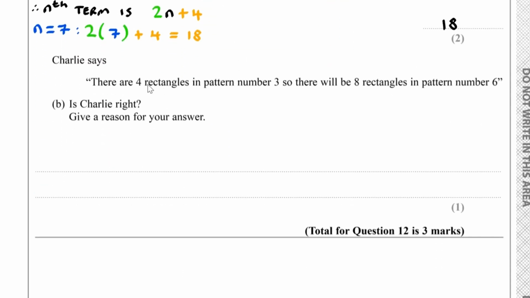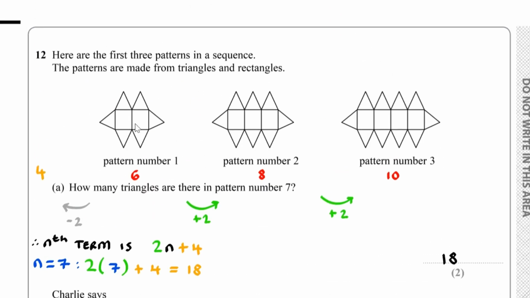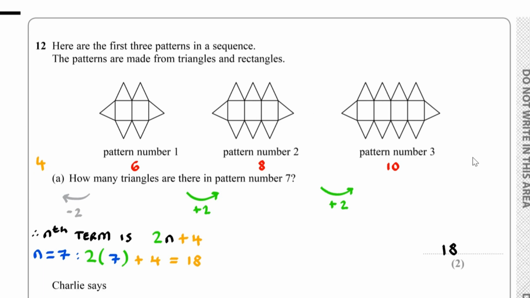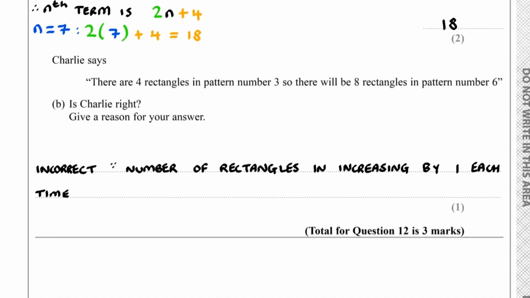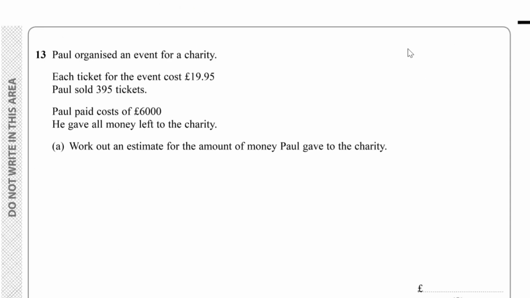Next, Charlie says there are 4 rectangles in pattern 3, so there will be 8 rectangles in pattern 6. Is Charlie correct? Give a reason for your answer. Now, first of all, Charlie will be incorrect, and the way we can figure that out is, from each pattern number you can see there's one more rectangle than previously. Here we've got 2, here we've got 3, here we've got 4. And so the number of rectangles is increasing by 1, and therefore there'll be 7 rectangles, not 8.